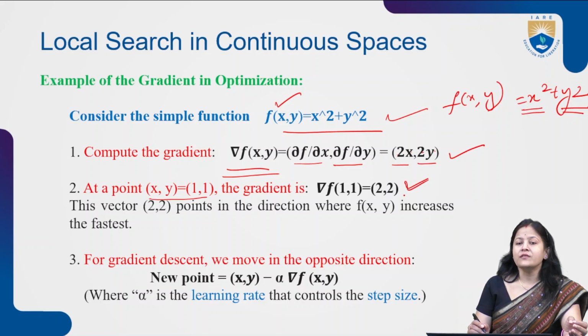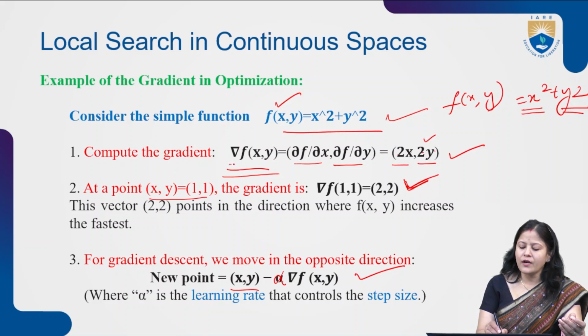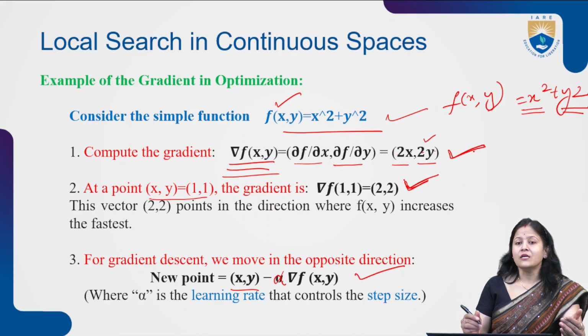So this vector points in the direction where f(x,y) increases the fastest. This is for gradient ascent. For gradient descent, we move in the opposite direction. If we move in the opposite direction from a particular point, how can we calculate the new point? The original point (x, y) minus alpha, which is called the learning rate, times nabla of f(x,y). What is nabla of f(x,y)? We have already calculated this. Now you substitute the values of x and y, and you will get the value of the new point.